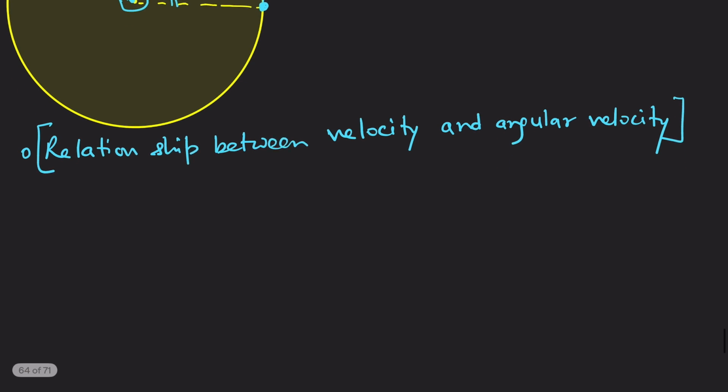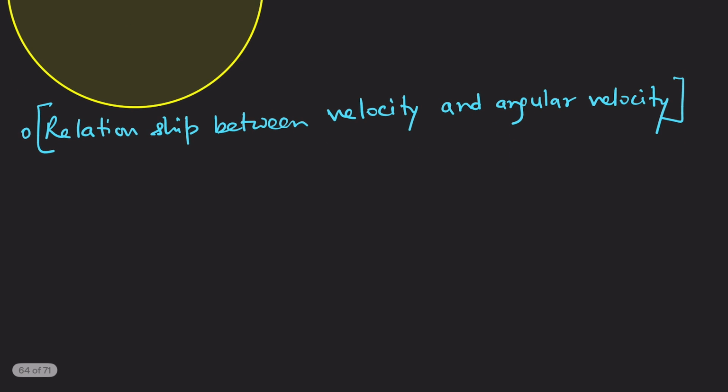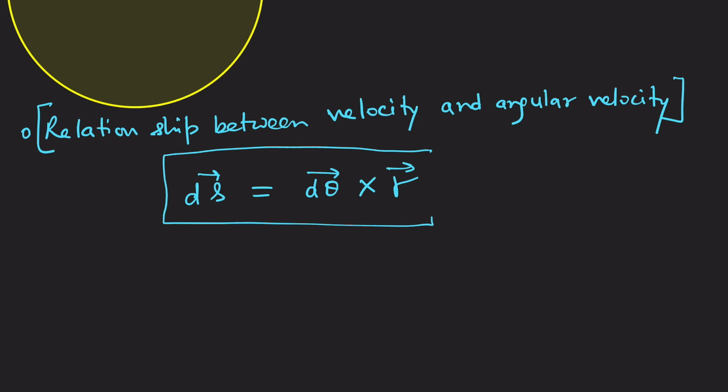So guys, one relation I had shown you in the previous class is ds equals d theta cross r vector. This is for a very small displacement. I have told you that this relation exists, and you have to take it as it is. There is no formal derivation of where it has come from. It is defined this way, and you have to accept it.